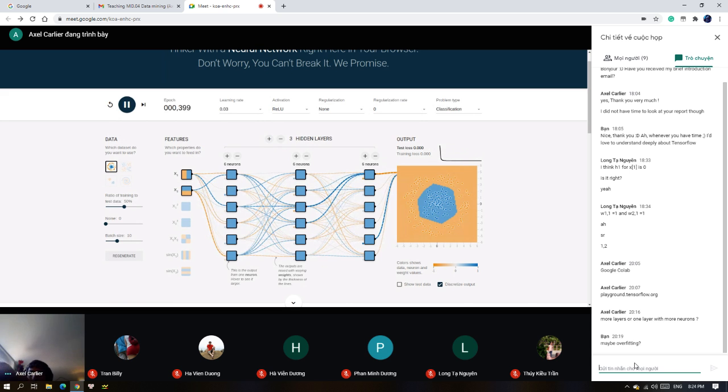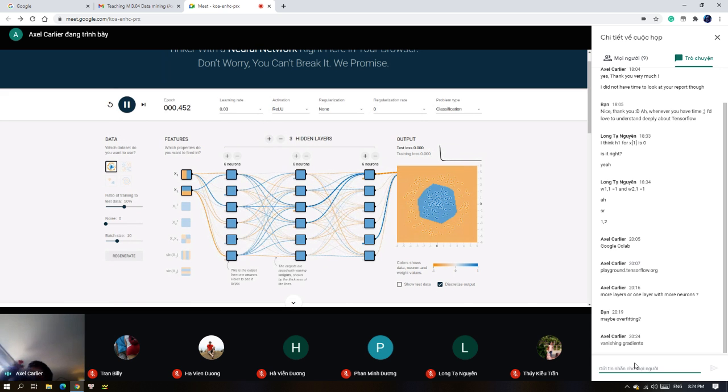So tomorrow, vanishing gradients is a huge problem when you train a neural network. And tomorrow I will explain to you a little bit why this can happen and how you can prevent it. Okay, so this is the goal of tomorrow's class.